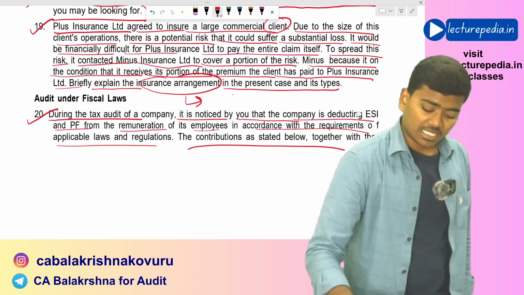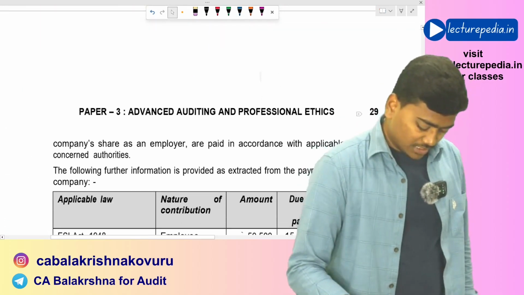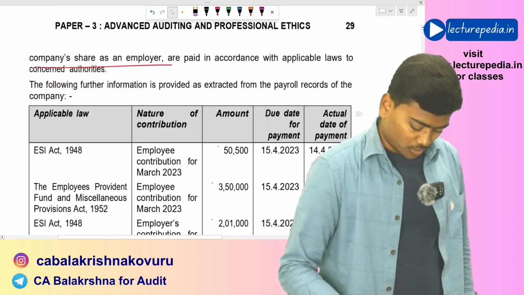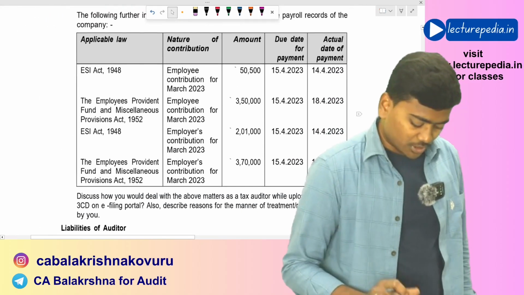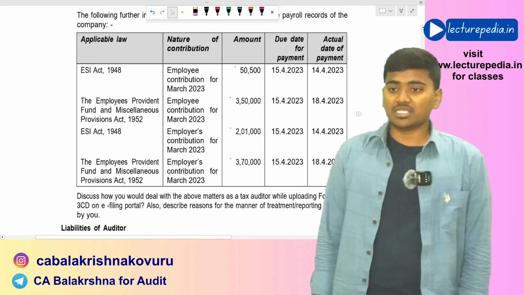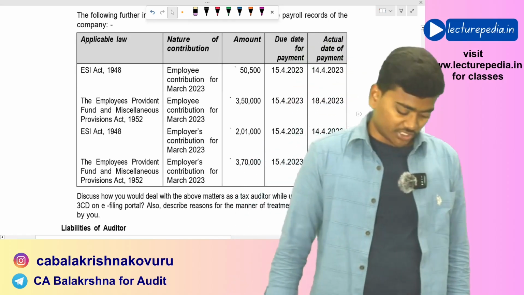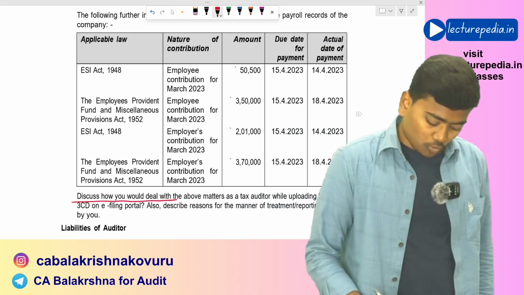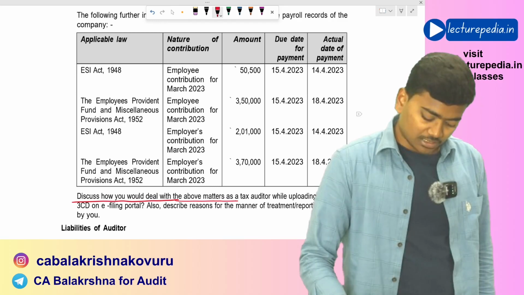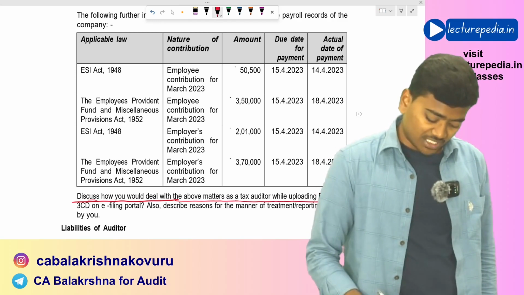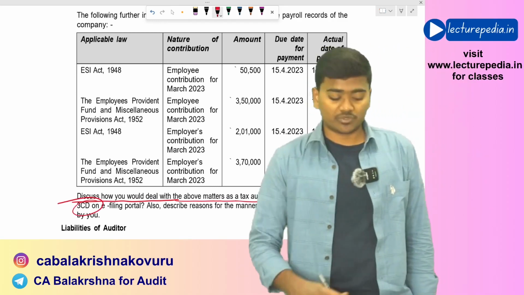The contributions as stated below together with the company share of employer. Okay, here are the details with respect to ESI of employee share as well as employer share. Now what they are asking: discuss how you would deal with the above matters as a tax auditor while uploading form 3CA 3CD. How you will disclose them in form 3CA 3CD?